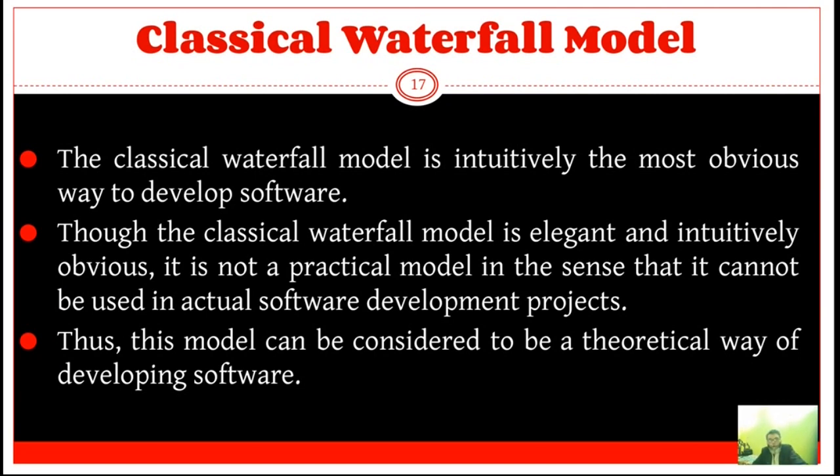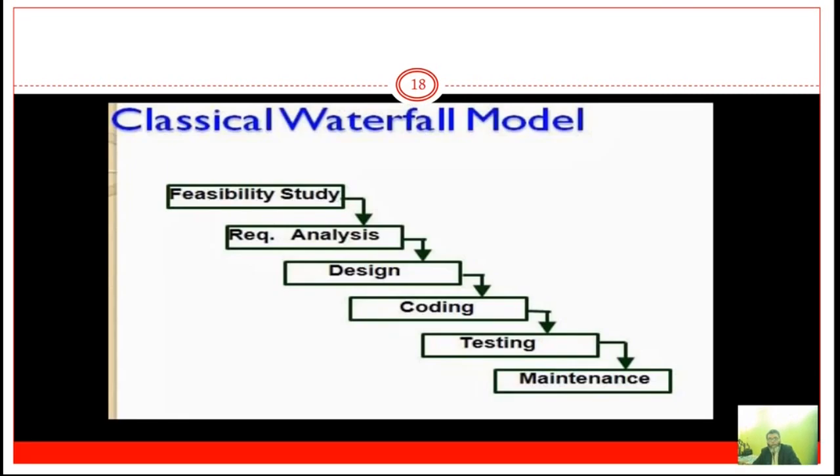So this is the block diagram of the Classical Waterfall Model, starting with feasibility study, requirement analysis, design, coding, testing, and maintenance. Like water falling through the steps. So the Classical Waterfall Model is a basic software development lifecycle model. It is very simple but idealistic.